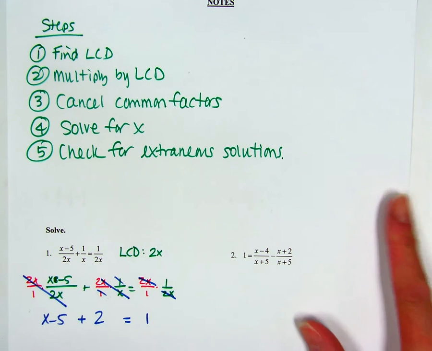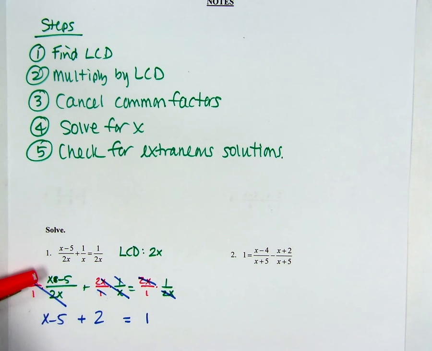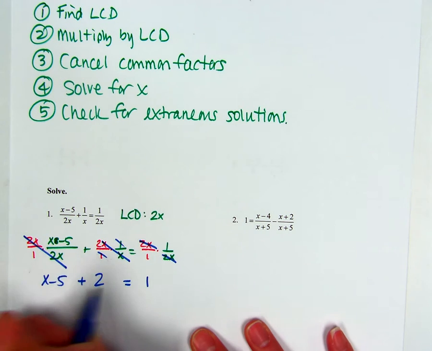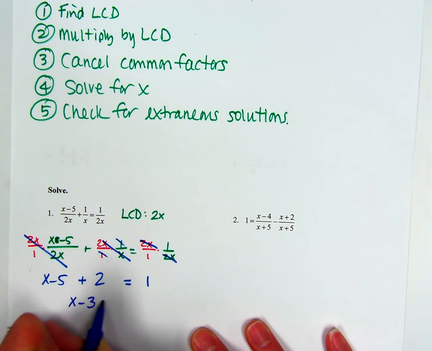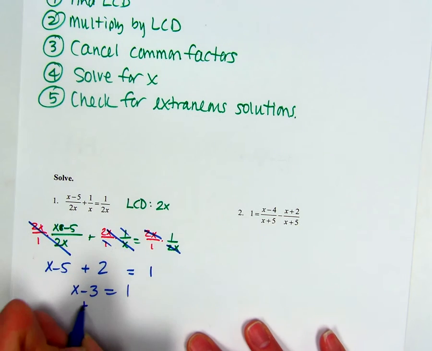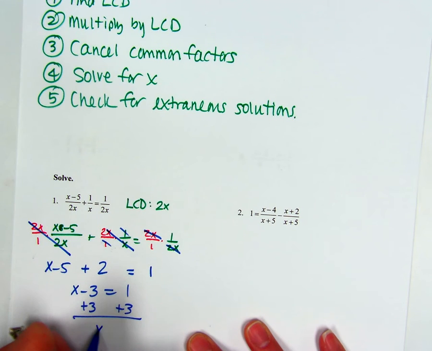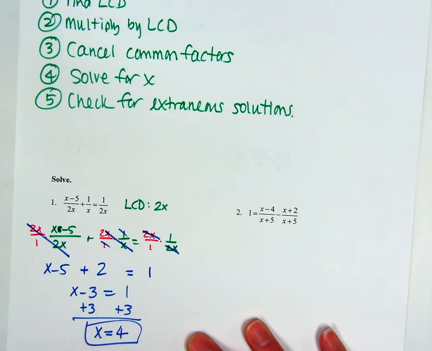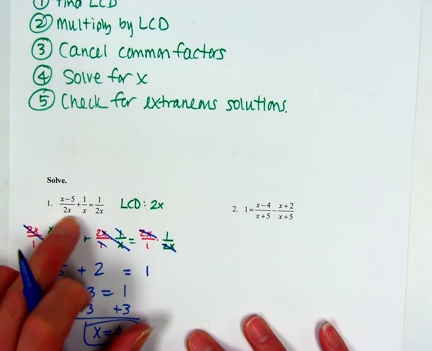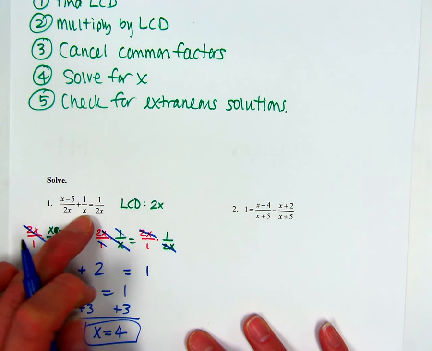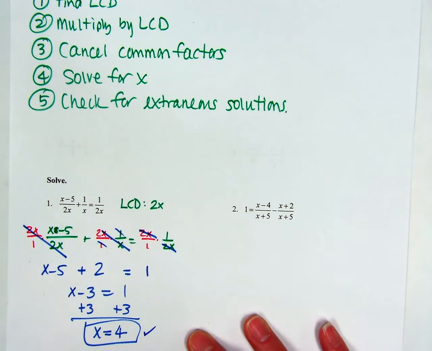All right, so now we've just got a basic equation. I would say add together your like terms. So you've got x minus 5 is equal to x minus 5 plus 2, so that's x minus 3 is equal to 1. And when you add 3 to both sides, you get x equals 4. All right, and then just double check. Does 4 make my denominator 0? That makes it 8, 4, 8, so I'm good.